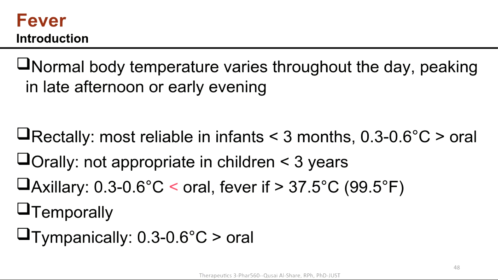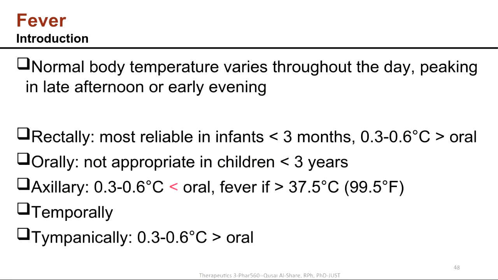Fever, I know most of you know the normal body temperature. Normally it varies through the day, peaking in the late afternoon or early evening. That's the highest temperature normally in the body. So there's normal fluctuation. There are 4 or 5 different methods we can use to measure body temperature. The first one, which is the most reliable in infants less than 3 months, is the rectal. So you have a thermometer in the rectal area.